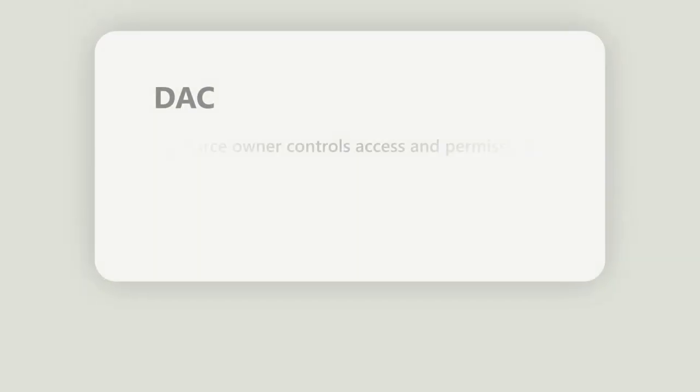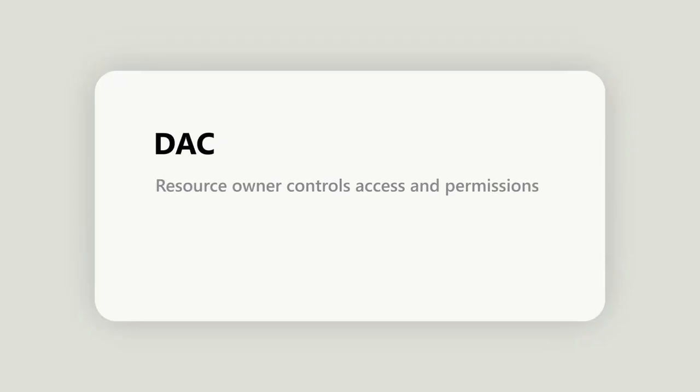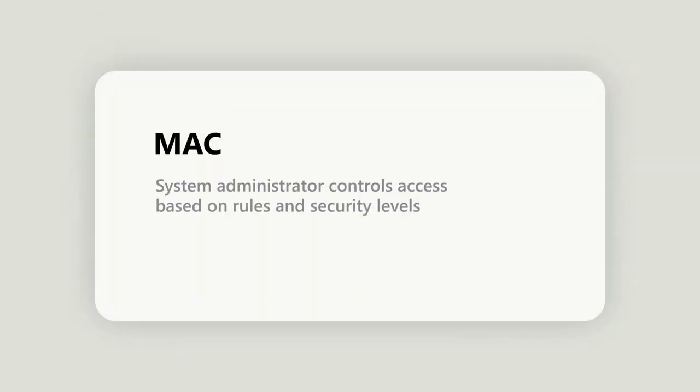Organizations can implement several types of access control models to manage access to their systems and data. One standard model is discretionary access control or DAC, where the resource owner can control who can access it and what permissions they have. Mandatory access control or MAC, on the other hand, is based on a predefined set of rules set by the system administrator, restricting access based on security levels or classifications.